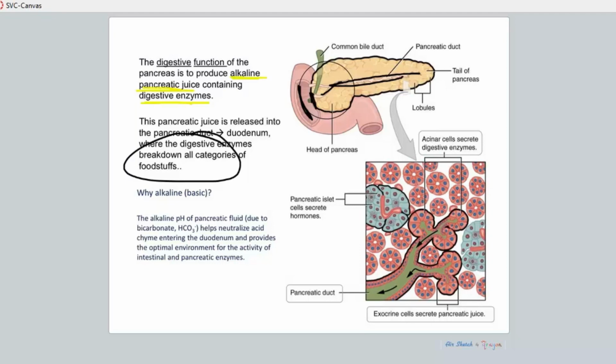Why is this pancreatic juice alkaline? Why does it have a basic pH, a pH greater than 7?